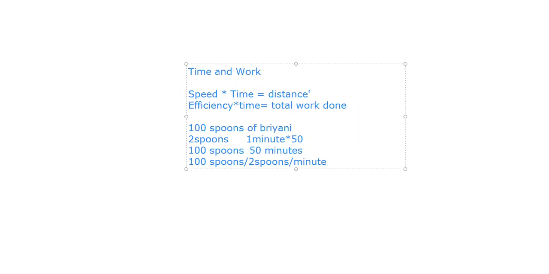Here, 2 spoons per minute, you can call it the efficiency of the person or the speed of the person at which he is doing the work. Okay, so that's why speed and efficiency are compared. And here, since we are talking about the work that is being done, instead of distance, we say it is total work done. Okay, till this, are we clear, guys? Understood why efficiency into time equals total work done? Yes, sir. Yeah. Okay, so now let me take you through the next thing.